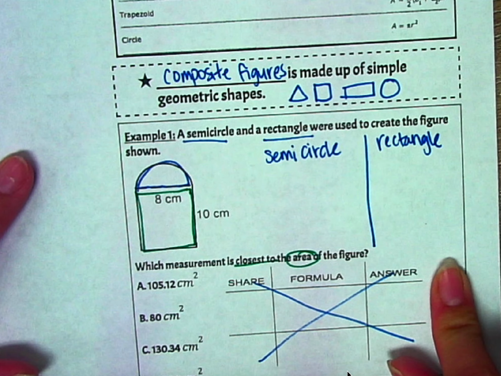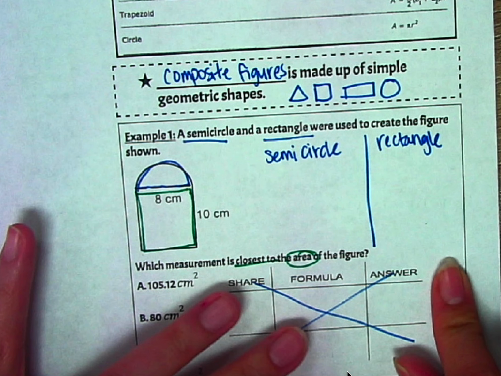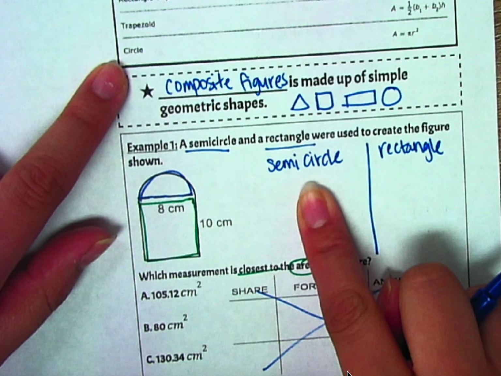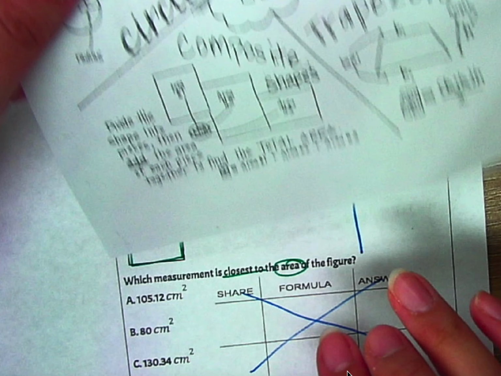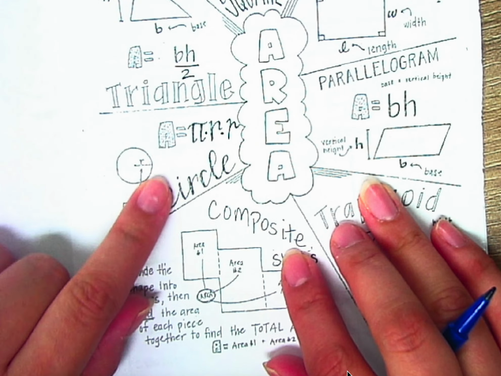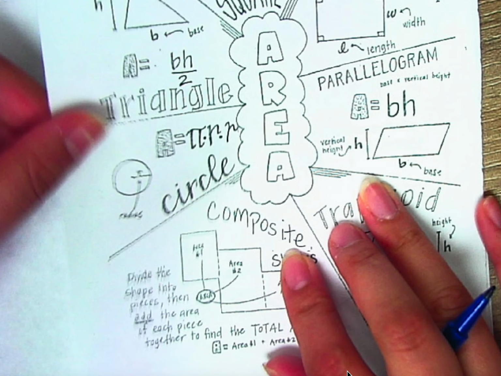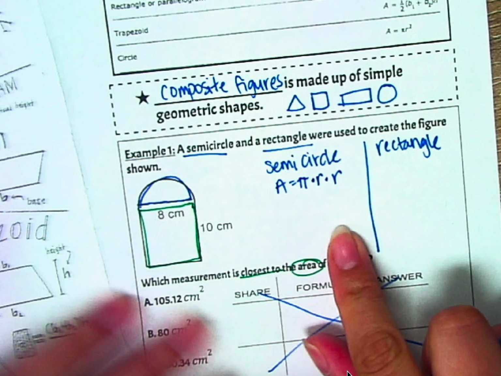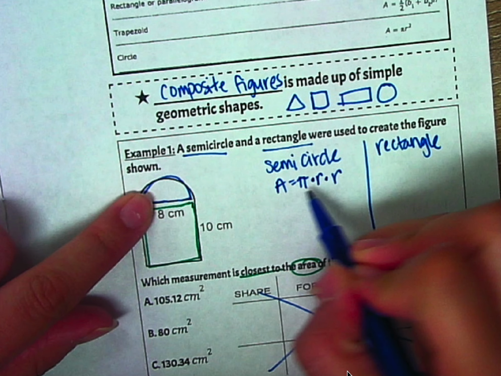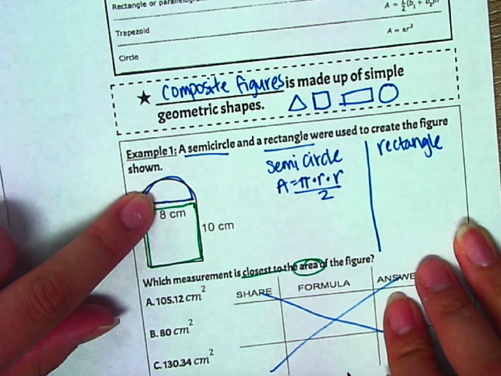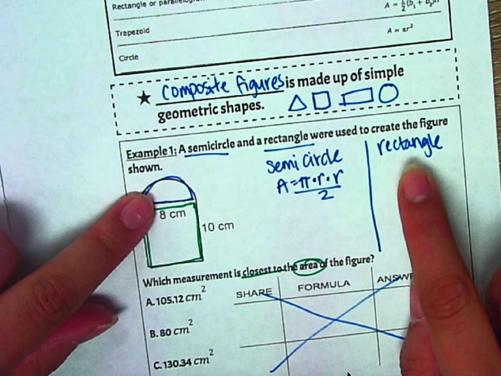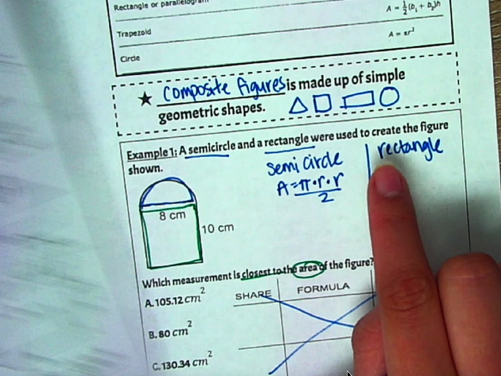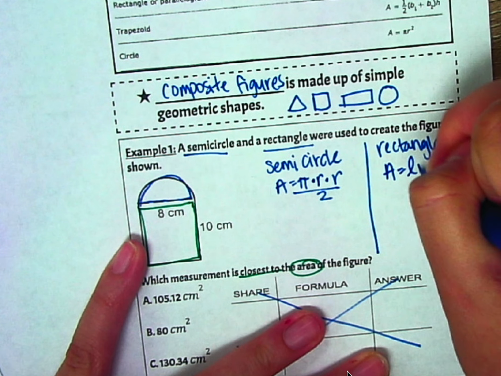Okay. The second thing I want you to do is to write your formulas. So I have a semicircle. So I'm going to look up here, or I'm going to use this paper right here, and I'm going to see what is the formula for area of a circle. A equals pi times r times r. But because it's a semicircle, it's half of a circle, I'm going to divide the whole thing by 2. Okay. Now I'm going to find the formula for a rectangle. I'm going to come back over here to this paper. It says A is equal to LW. So A is equal to LW.